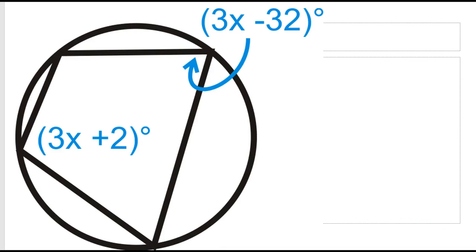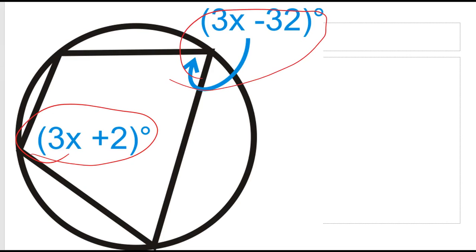Alright, with this one, now we have some variables that we have to kind of figure out. But remember that this plus this guy adds up to 180. So if I add these two together, it's going to be 180. So to save myself some space, 3x plus 3x is 6x, not 6x squared. If I take negative 32 plus 2, it's going to be negative 30. So I just kind of added like terms, and we know they add up to 180.